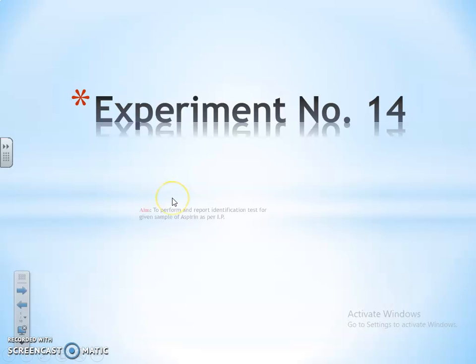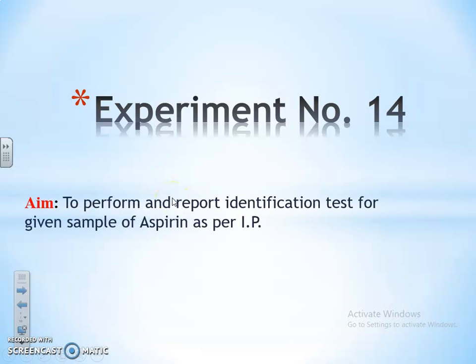The aim for experiment number 14 is to perform and report the identification test for a given sample of aspirin as per IP, that is Indian Pharmacopoeia.